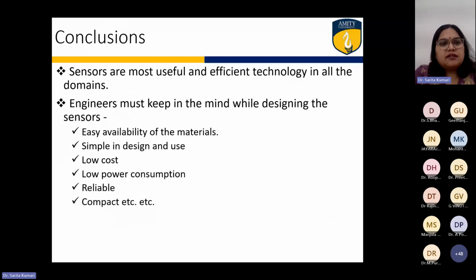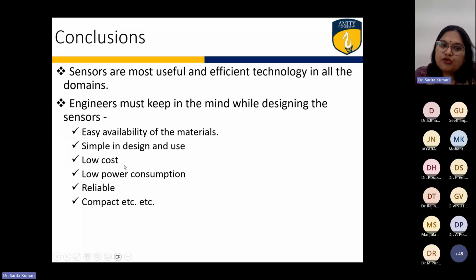Right. So next, the conclusion part. Sensors are the most useful and efficient technology in almost all domains, starting from our daily use to our mobile phone or laptop, study related, and wherever we are going, everywhere we see different types of sensors being used in our day-to-day life. So engineers must keep in mind while designing sensors that the materials should be easily available. It should be of low cost, and the design of the sensor should be simple.